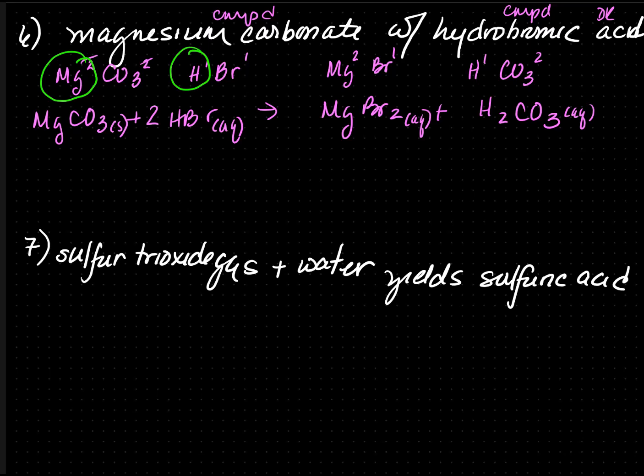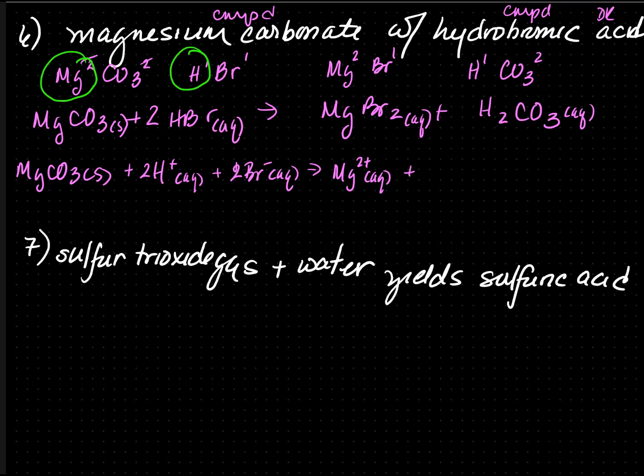Now we're going to break down everything that is AQ except for weak acids. So magnesium carbonate we cannot break down because it is a solid. Hydrobromic acid will break down because it is a strong acid: H plus AQ and 2Br minus AQ. Magnesium bromide will also break down because it is soluble, to Mg2 plus AQ and 2Br minus AQ. Carbonic acid is a weak acid, so it does not break down.